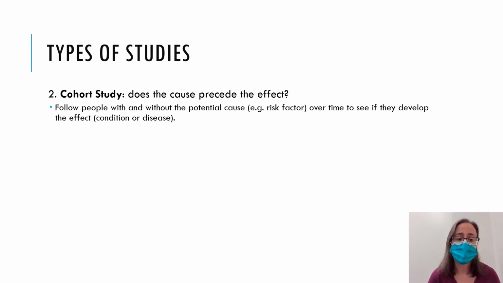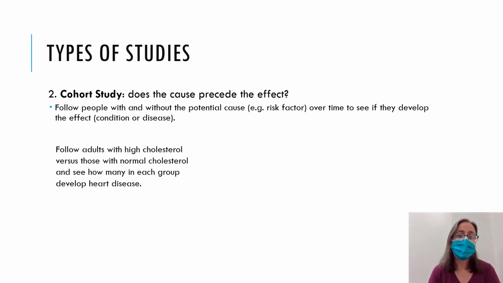All right, the second type of study is a cohort study, and that's going to help us answer the question, does the cause precede the effect? So we're going to follow people who do or do not have that potential cause or risk factor over time and see if they develop the disease or condition over time. We want to establish that timeline. So, for example, we could follow a whole group of adults, some of whom have high cholesterol levels and some who have normal cholesterol levels, and see over time how many in each group develop heart disease.